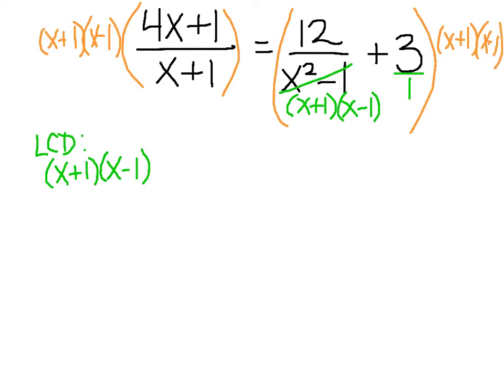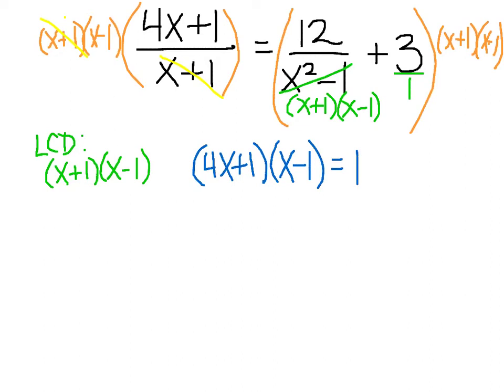Looking at that, we see that this x plus 1 is going to cancel out with this x plus 1. And this x plus 1 and x minus 1 are going to cancel out here. So we're going to be left with 4x plus 1 times x minus 1 equals, now with this 12 over x plus 1 times x minus 1, those are going to cancel out, so we're left with 12, and then 3 times x plus 1 times x minus 1.